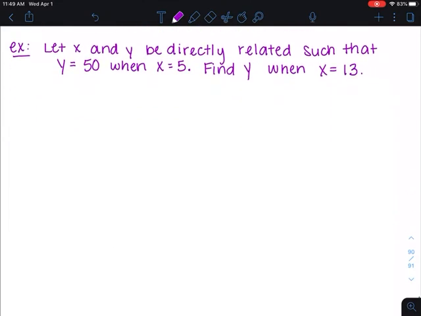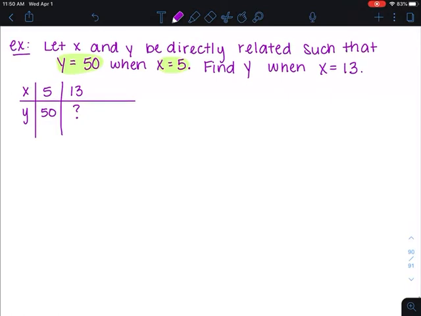Okay, so theoretically we should be able to create a table, x, y. We have x is 5 when y is 50. So I can say 5 and 50. But when x is 13, they want to know what y is. Alright? So you have a good bit of steps to do here.